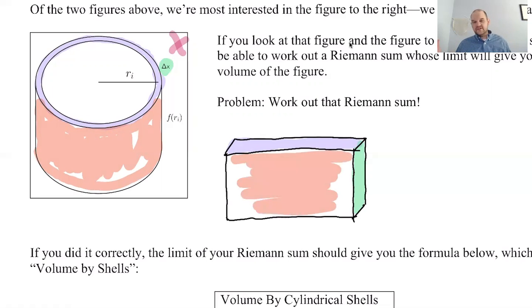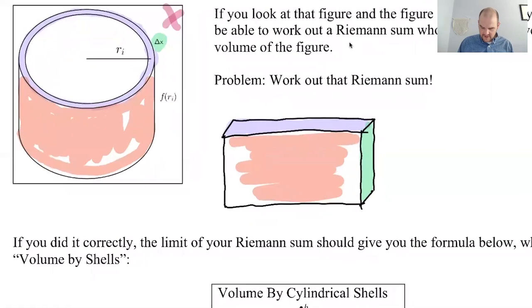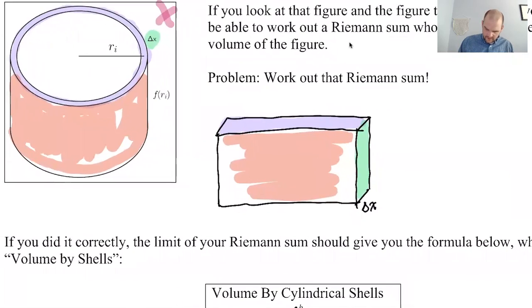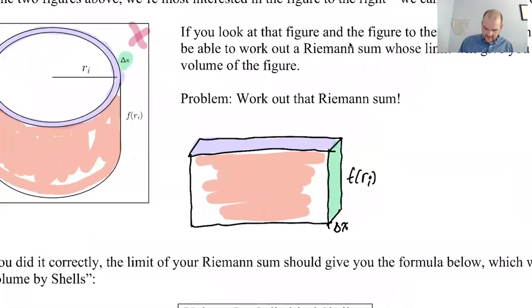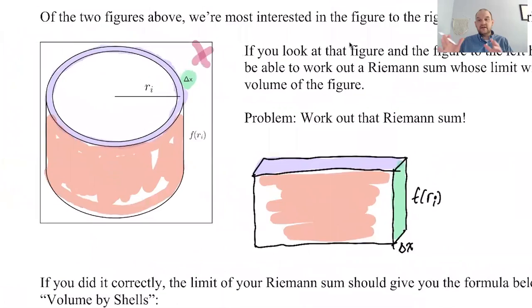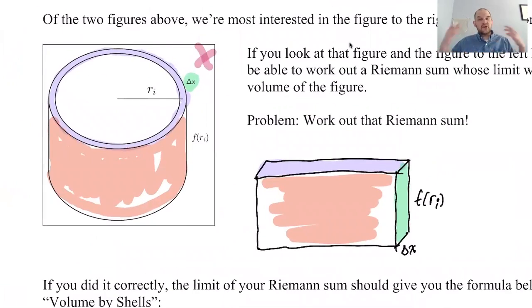Now, what are the dimensions of everything, right? That's what we need to figure out. So this we said is our delta x. Now this part right here, up and down, that's actually just the height of the function. So I'm going to say that's f of r sub i, and then this part along here is just going to be the circumference of this thing. So we have to decide on r sub i. Once we pick r sub i, you just use that to figure everything out. So this is going to be 2 pi r, but it's really 2 pi r sub i.